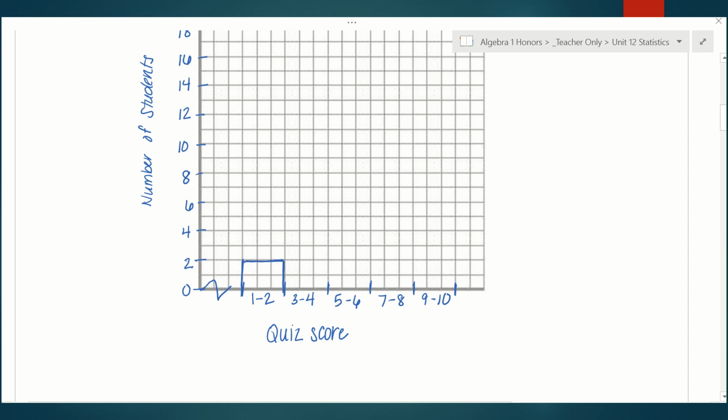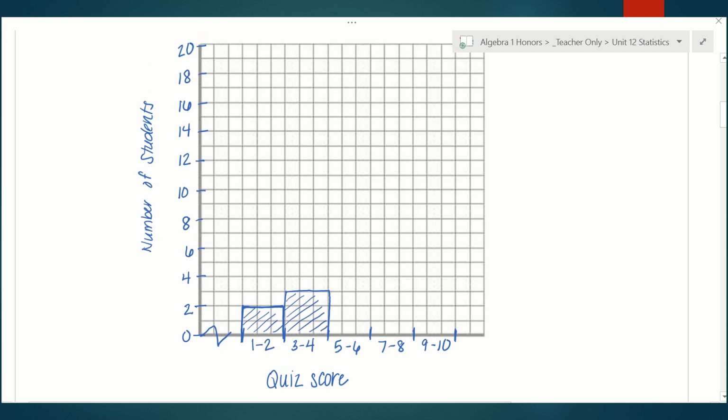Okay, now you don't have to shade your bars in. I usually just go like this just to make it a little easier to read. Okay, and then there were 3 people that scored between a 3 and a 4. So I need this bar to go up to 3. And then we had 18 people score between 5 and 6. So our next bar has to go up to 18.